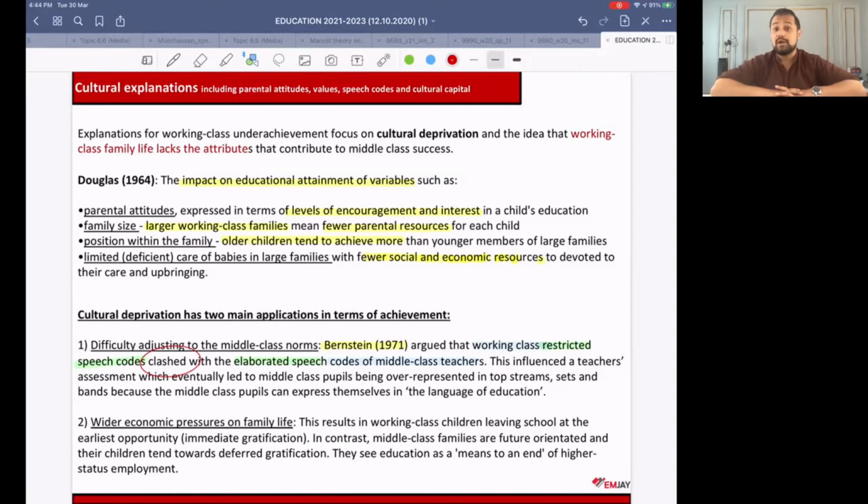Now, when we talk about middle class children being able to express themselves through the language of education, especially when you're writing down answers, there are students who end up writing in an informal manner. Don't do that. You're not supposed to do that because the language of education is mentioned over here. When we talk about the language of education, we're actually talking about formal communication skills that need to be developed by the children from the working class.